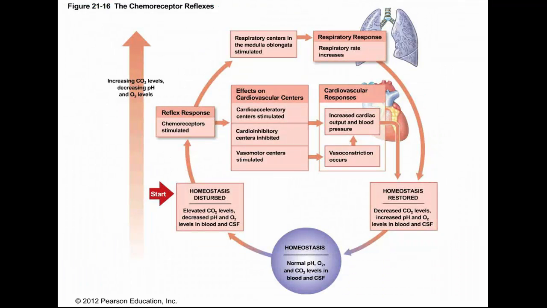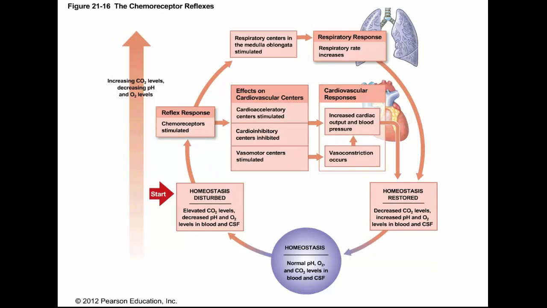So now we're looking at the chemoreceptor reflexes. On the left-hand side of the diagram, we've got the arrow going up, showing you that there is an increase in carbon dioxide levels, a decrease in the pH, and oxygen levels. If we start at the red arrow again, homeostasis has been disturbed, and we've got increased carbon dioxide, lowering pH, and lowering of oxygen level, which has been picked up by the cerebrospinal fluid at the medulla oblongata. So the chemoreceptors have been stimulated and we get a reflex response.